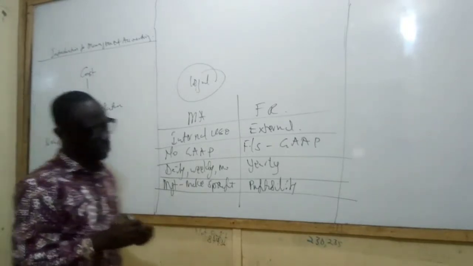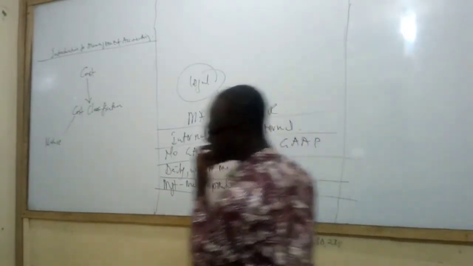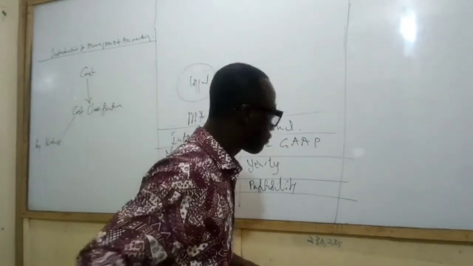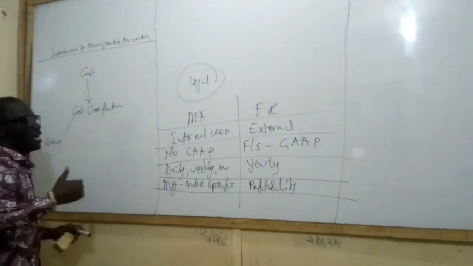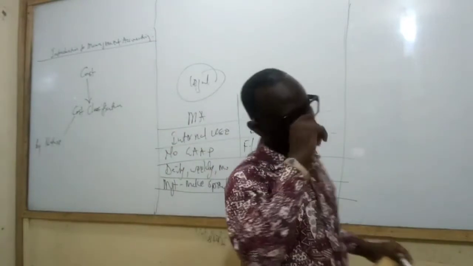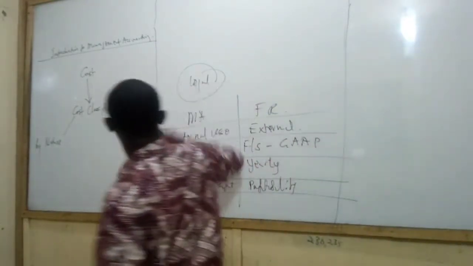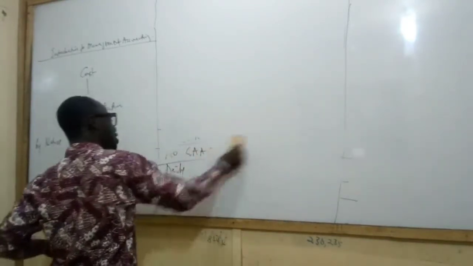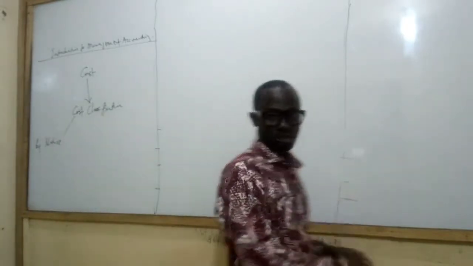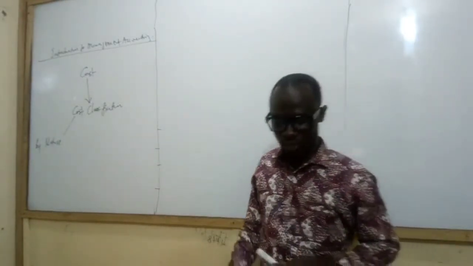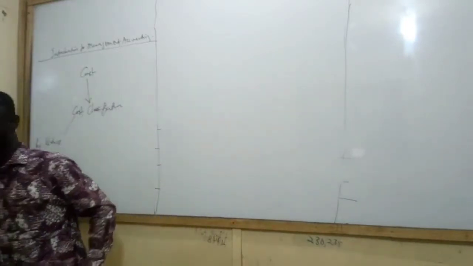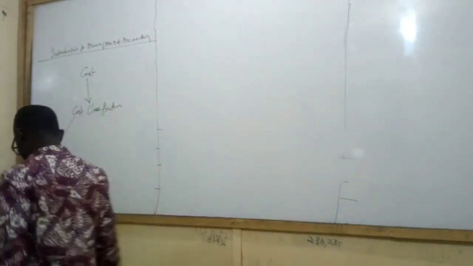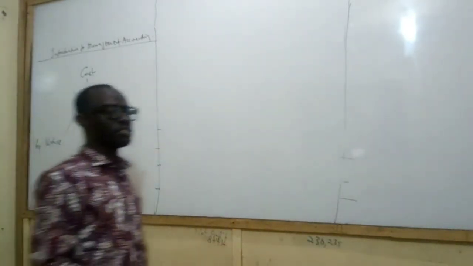So let's put down a few definitions quickly. Classification of costs by nature. This is where cost is classified according to the elements of cost.